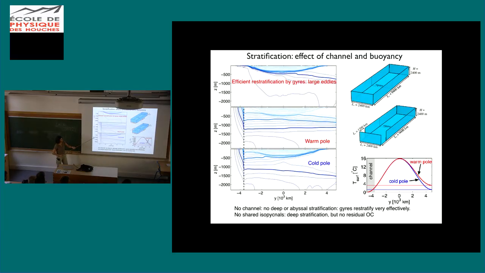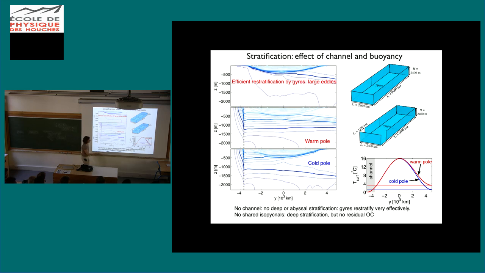So, as advertised, we did many experiments, and here is the result of 3 experiments. The first one is one where you don't have a channel, and here is the buoyancy, the zonally and time average field that you get. Amazing. It's practically all uniform.